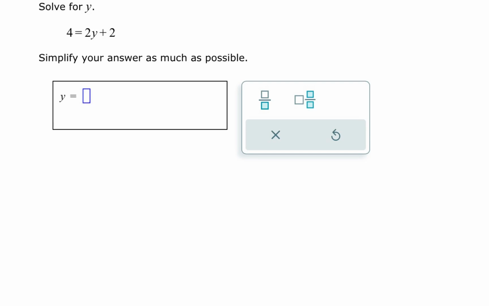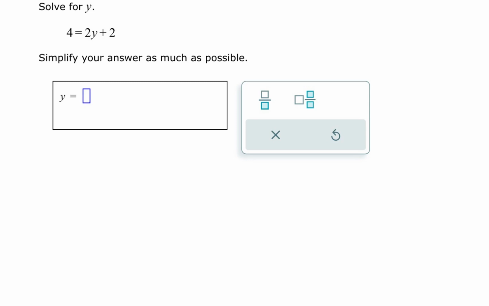This topic is solving a two-step equation with integers. So our first example is solve for y, 4 equals 2y plus 2. And our goal in any equation that we're trying to solve is to get a variable on one side and your constants on the other side.